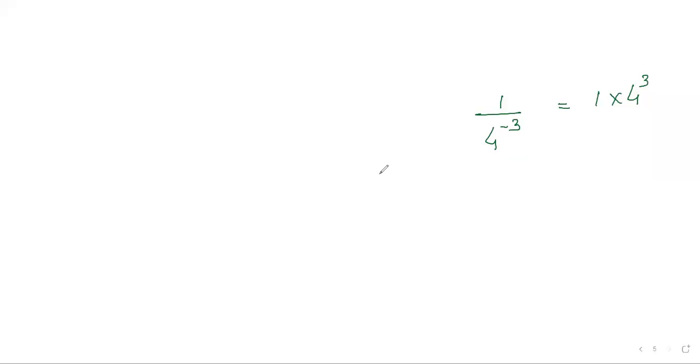4 raised to minus 3 means what, you know? Itself means 4 raised to 3, it goes to the numerator and becomes 4 raised to 3. And on the other hand, 4 raised to minus 3 means what? Means 1 upon 4 cube. Just a minute. I know it's a little bit confusing. With 5, you will understand what I'm trying to say.